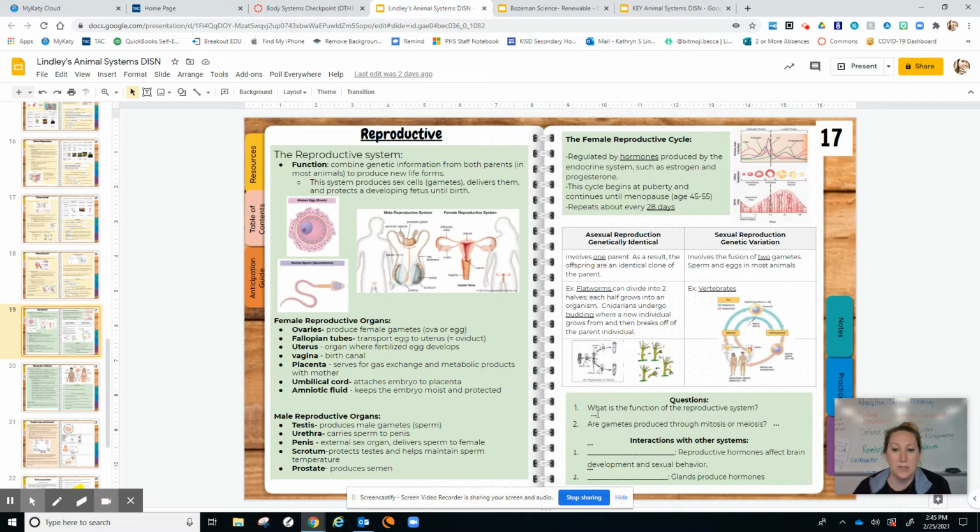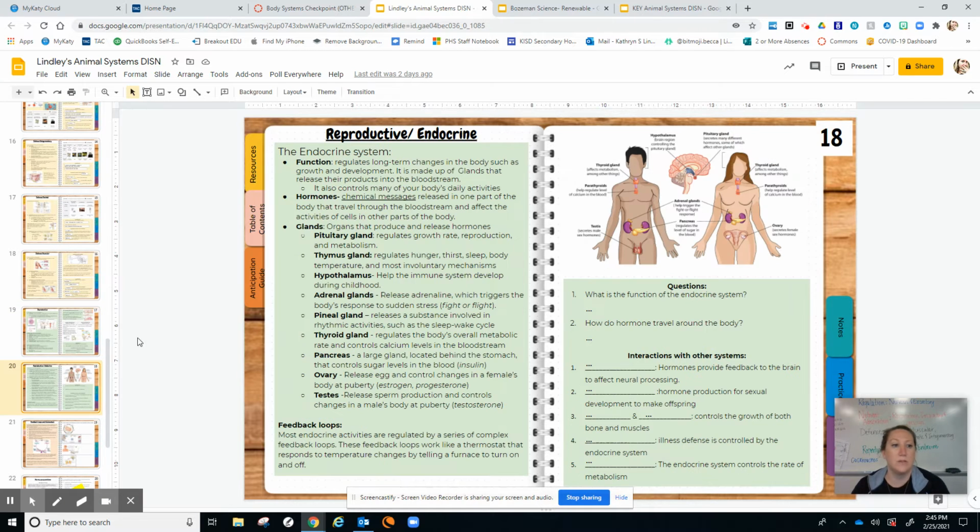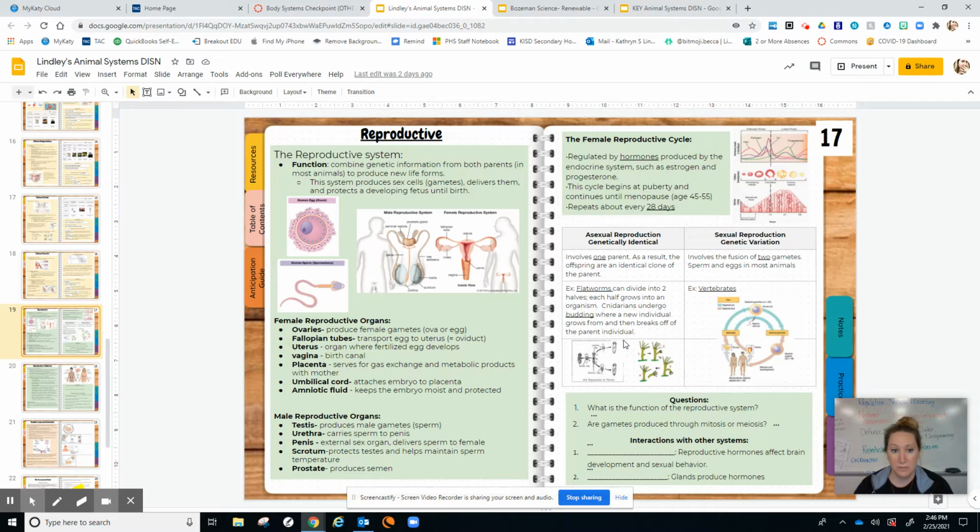So we're on page 17. Okay, so 17 is about the reproductive system. I know it's funny to talk about reproduction and how people reproduce. So our function basically is to make offspring, to make children. Hopefully you remember back when we were talking about mitosis and meiosis, that through the process of meiosis, gametes are made. Gametes are sperm in male and eggs in female. You can see a picture right here, egg, sperm.